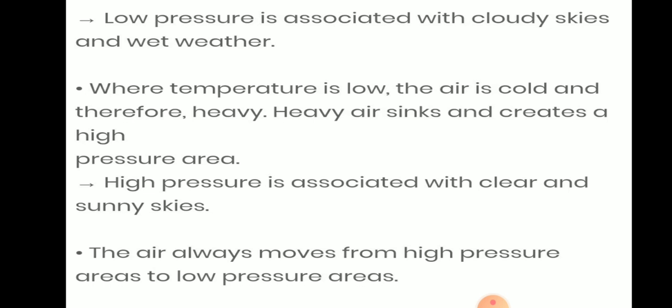Where the temperature is low, the air is cold, and therefore heavy air sinks and creates a high pressure area. Opposite to low pressure areas, we have high pressure areas. So where do we have high pressure areas? Where there is low temperature, in cold areas. Then air becomes cold and heavy, and then heavy air sinks and creates a high pressure area.